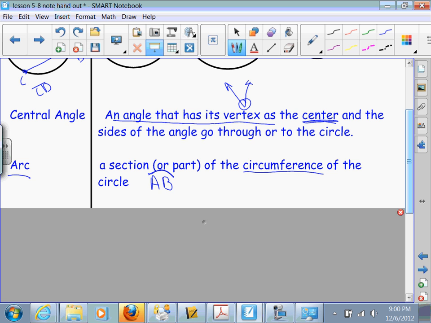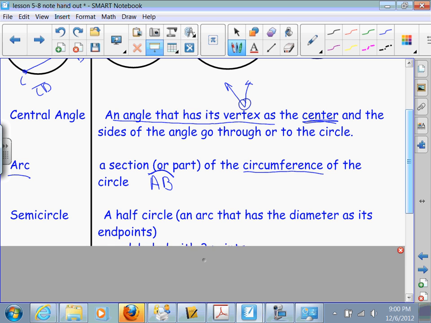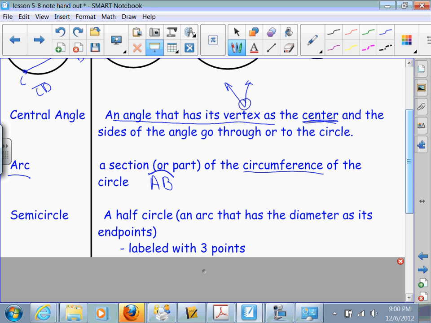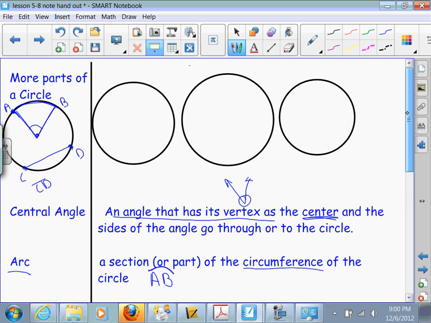Okay, moving on. Semicircle. A semicircle is half a circle. It is an arc that has the diameter as its endpoints. So what does that mean? Let's look. Here's a diameter. It goes through the center of the circle. And it says that now I've made a half circle. Well, yeah, obviously I've cut it in half. But the semicircle's definition is that it's the arc that is cut out by that diameter.